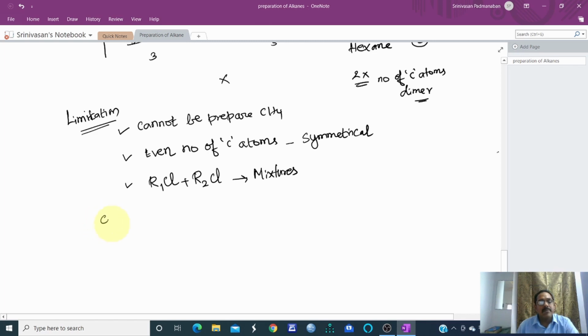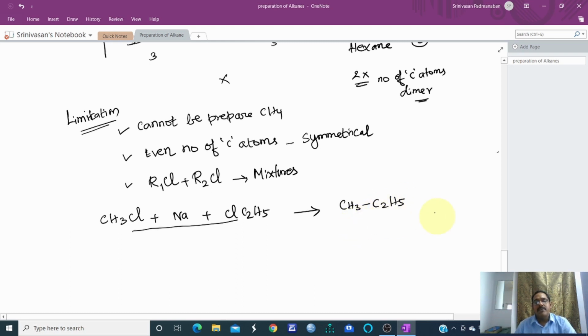So let us take the basic carbon atoms, chloromethane. Let us have sodium. Let us have chloroethane. So we'll be having these two. Okay, initially what do you think? These two will be going, and what will be getting? One carbon system is attached to ethane system. So this is propane. So this will be formed.